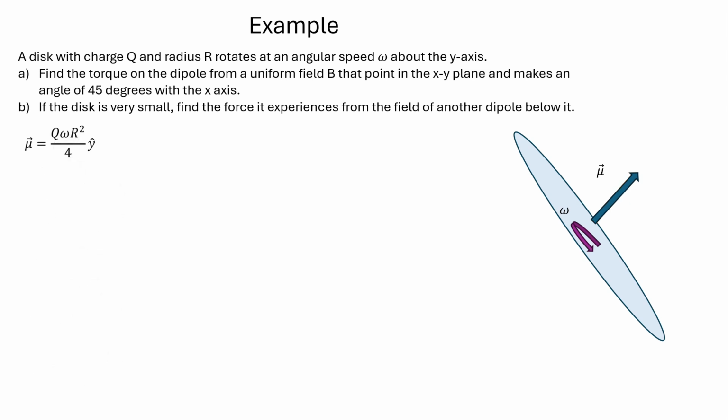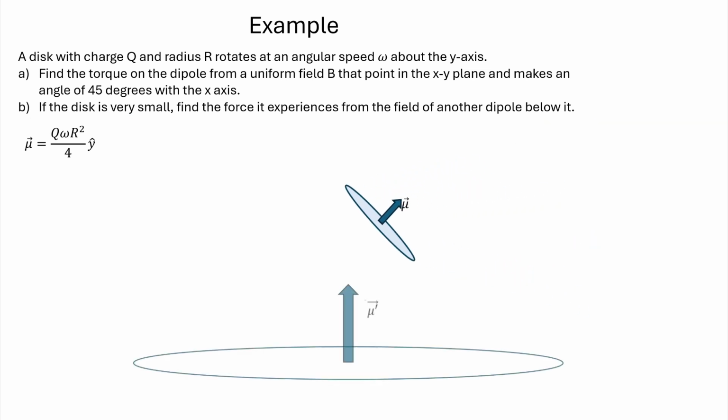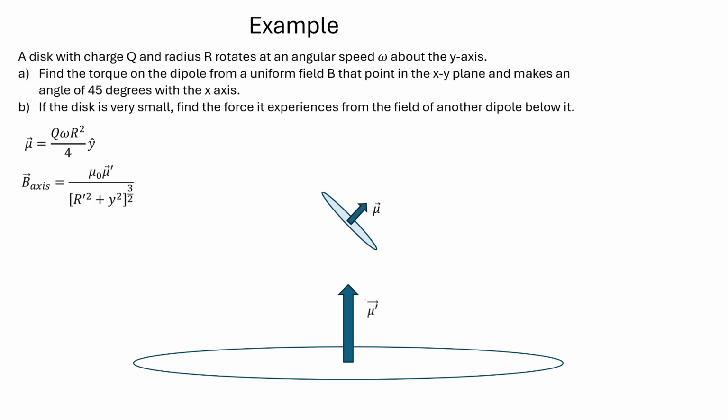Okay, so now I know the magnetic moment of the loop, and the thing I want to know now is if the disk is very small, let's find the force it experiences from another dipole below it. So this is really a question about a non-uniform field, okay? So the magnetic field that dipoles create is given by this. I'll work this out in another video. For now, you can just take my word for it.